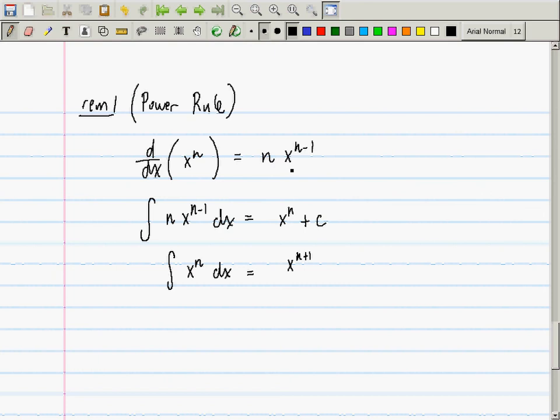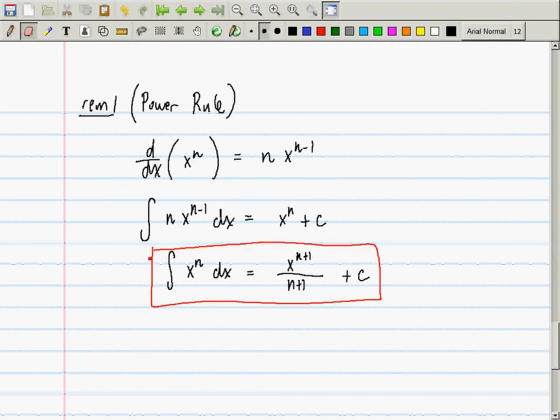Now, when you're computing a derivative, you multiply by the old exponent. The new exponent is n minus 1, so the old exponent is n. If you're going to do this procedure in reverse, you won't multiply by the old exponent, you will divide by the new exponent. So divided by n plus 1. And then how do I finish out the statement? Plus c. This one that I'm boxing in red is a rule that you must learn to love. This is called the power rule for antiderivatives.